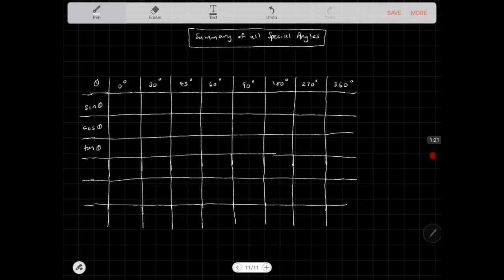But I'm just going to put all of this out there for you because it brings up a very important point that we will later discuss when we study the behavior of these trig functions graphically.